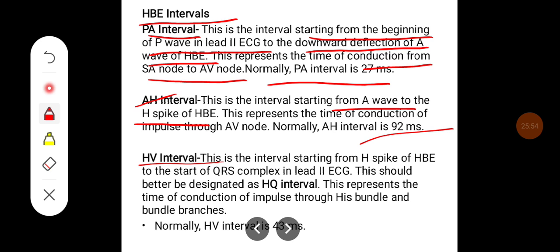HV interval. This is the interval starting from H spike of HBE to the start of QRS complex in lead 2 of ECG. This should be better designated as HQ interval. This represents the time of conduction of impulse through His bundle and bundle branches. Normally, HV interval is 43 milliseconds.